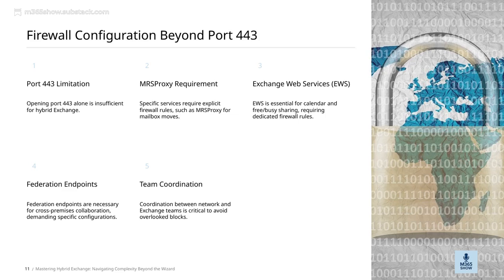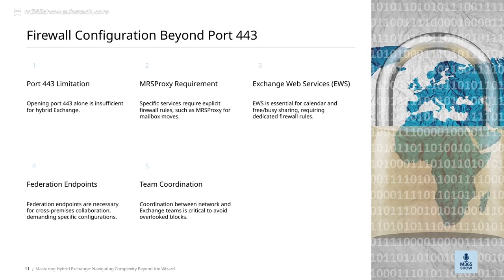Next, let's talk about federation endpoints. These are vital for enabling cross-premises collaboration, like sharing calendars or free busy information. But they require specific configurations on your firewall to function properly. Then there's Exchange Web Services, or EWS. This service is key for sharing calendar details and free busy data, so you'll need dedicated firewall rules to allow EWS traffic. Without these, users might not see each other's availability accurately.